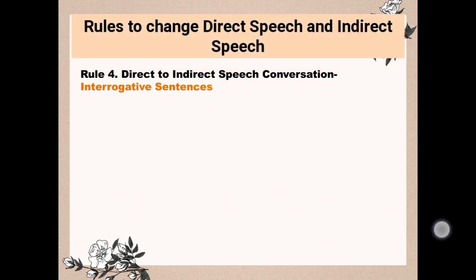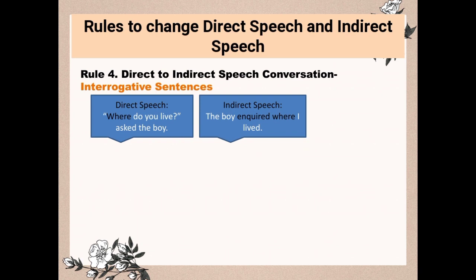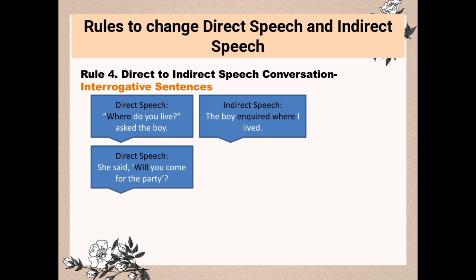Next rule is interrogative sentences. No conjunction is used if a sentence in direct speech begins with a question word, such as what, where, when, as the question word itself acts as a joining clause. "Where do you live?" asked the boy. Then the indirect speech is: the boy inquired where I lived.